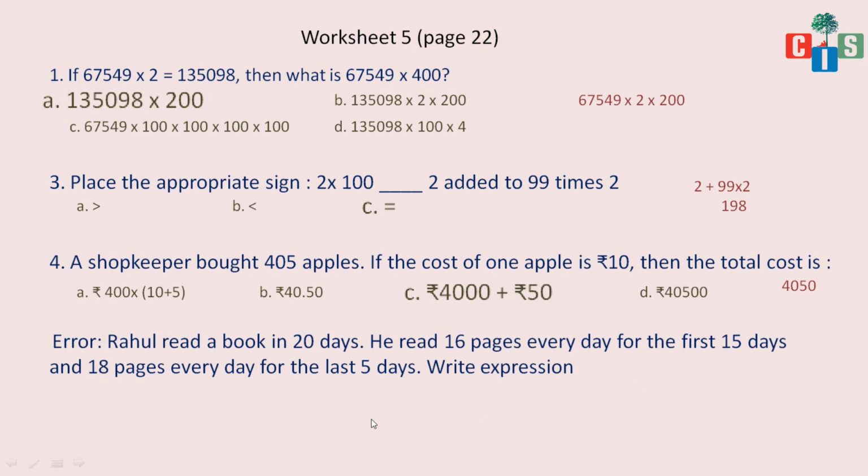So in the 20 days, the first 15 days he reads 16 pages every day, and in the last 5 days he reads 18 pages every day. So the expression would be 16 multiplied by 15, 16 pages for 15 days, plus, addition of, 18 pages for 5 days. And this is the whole expression for 20 days.